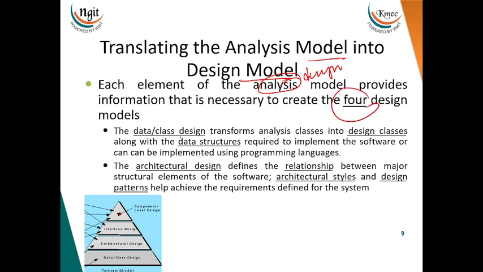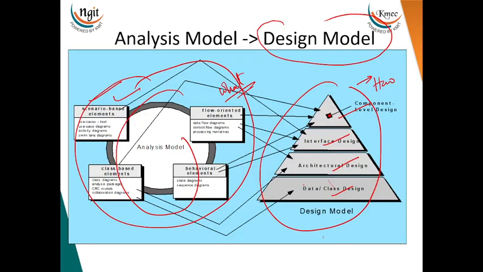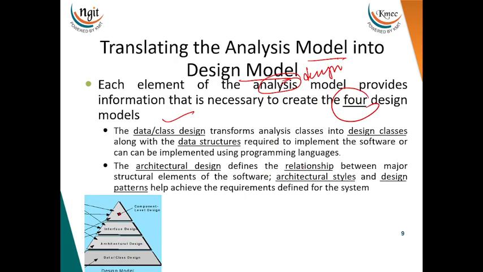Four stages, correct? The data class. Here we have already seen it. The data class diagram transfers the data class diagram. Analysis classes are transformed into design classes along with the data structure. The meaning of data structures is how your data is being operated and designed. It's not your C with data structures; it is about how the software is implemented, and it can be implemented using other programs.